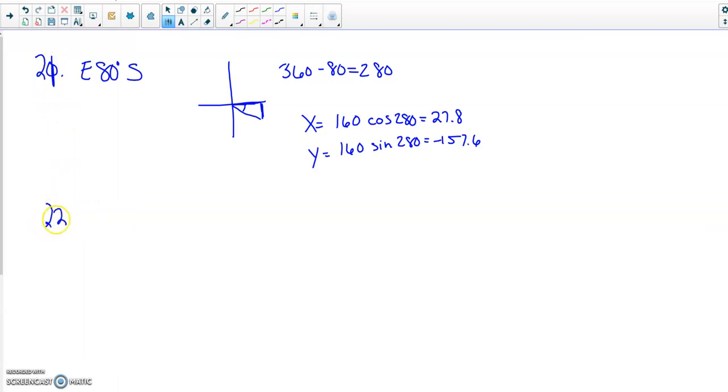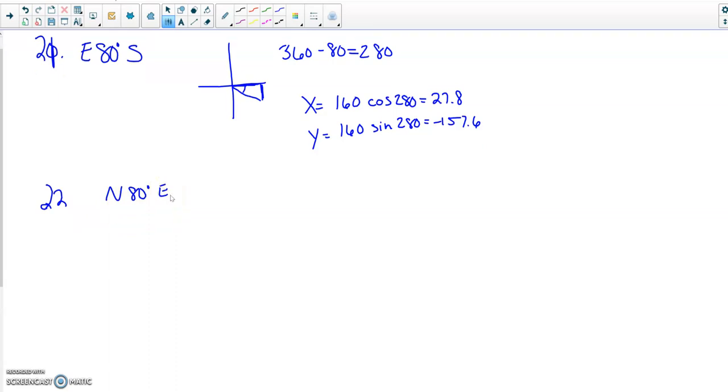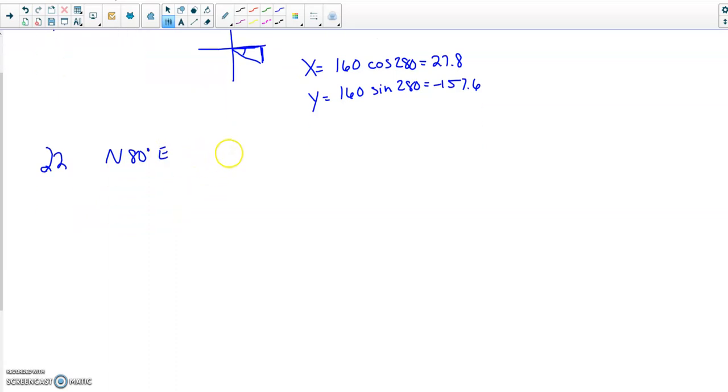Oopsies. I hit the edge. Sorry. Okay. So we got north 80 degrees east. Okay. So we're going to go north, then east. Okay, so I'm touching 90, but I'm short of 90. Okay, so we're going to do 90 minus 80, and I got 10 degrees.